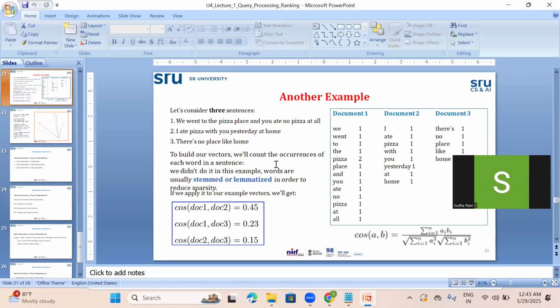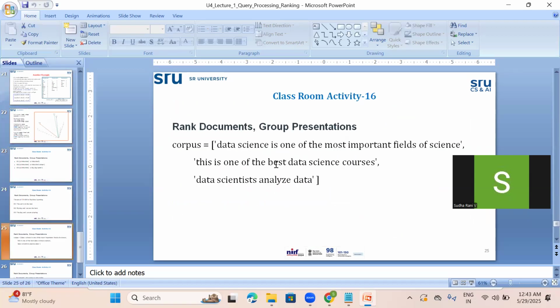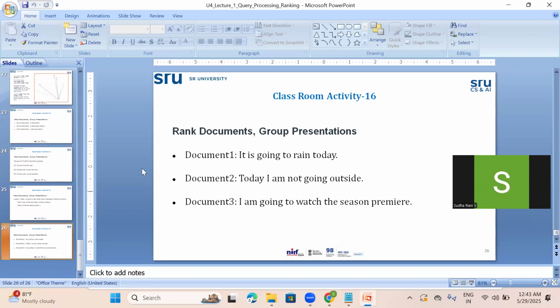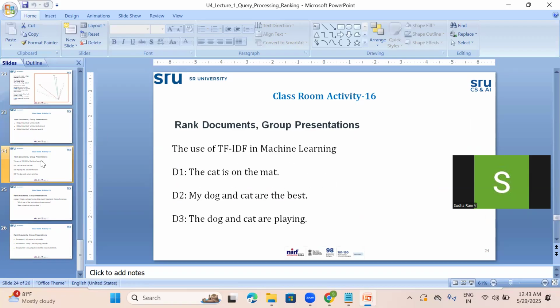So here we have another example, but we've already seen the example. So this is the simple explanation about indexing, dictionary and posting, and inverted index.